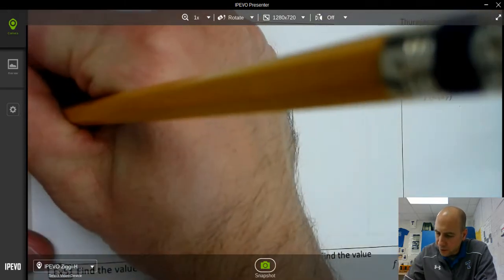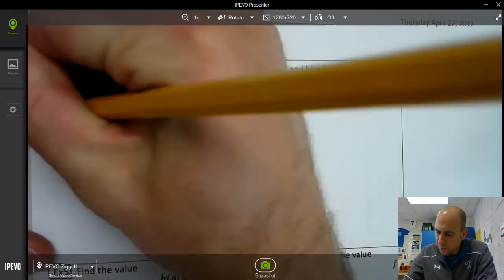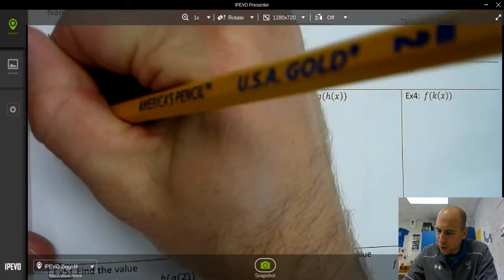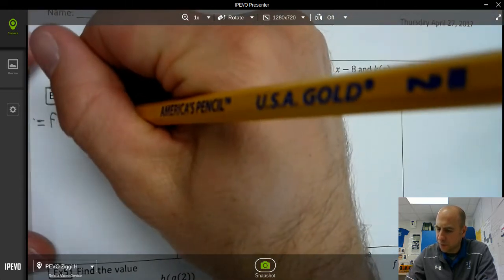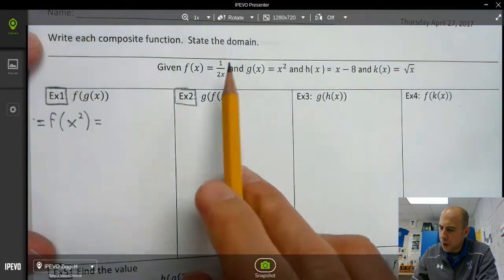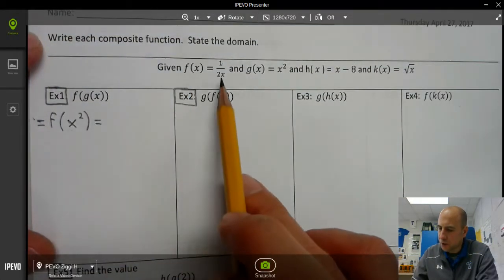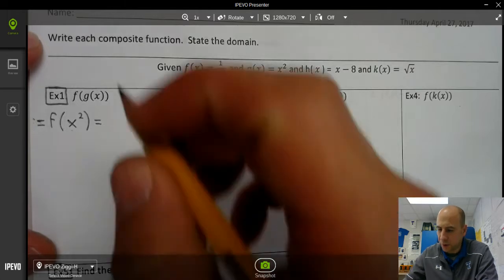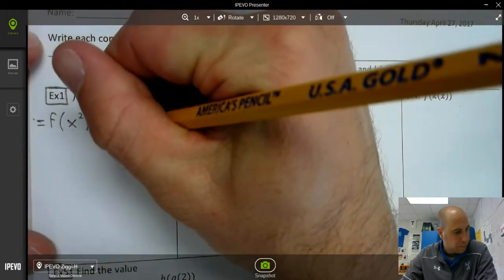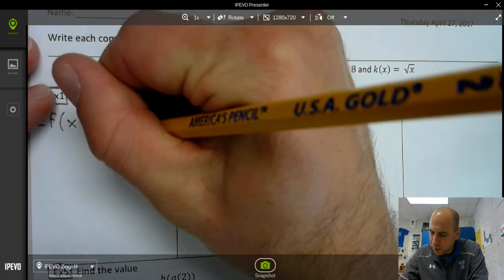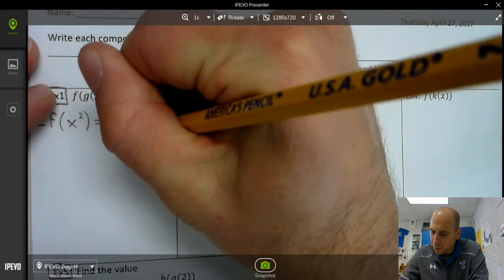So g of x is x squared, so we're putting x squared into the function f. Well, f is 1 divided by 2x, so we're putting x squared in for x. So that's 1 divided by 2x squared.